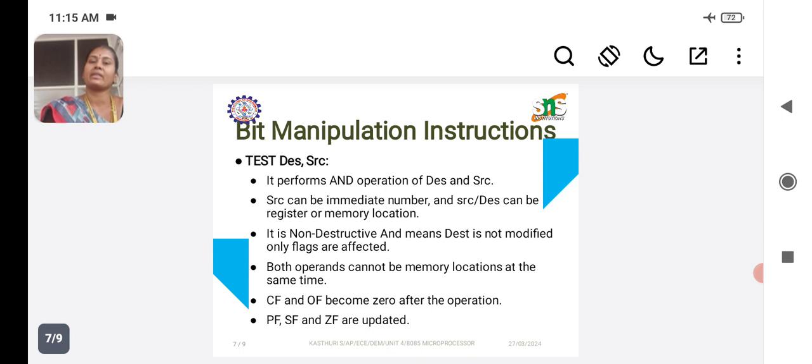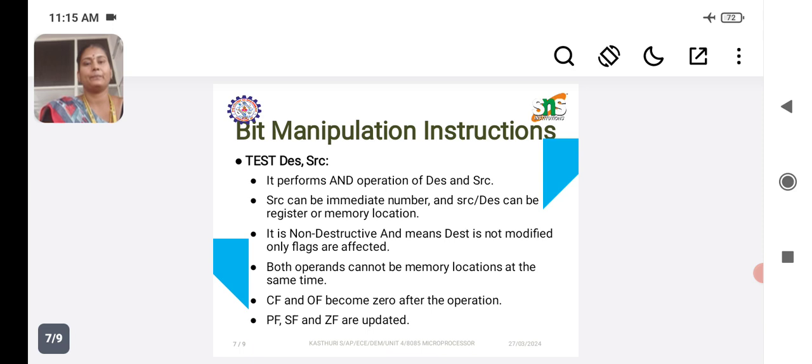Then in the logical instructions we have shift operations. We can shift left, shift right, and use rotate instructions. So rotate right, rotate left, rotate right through carry, and rotate left through carry. These involve the carry flag also.